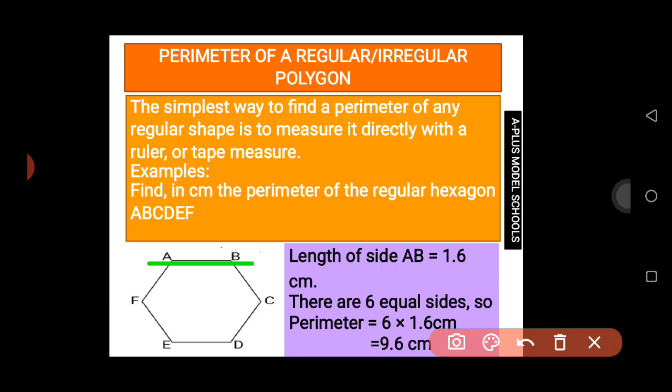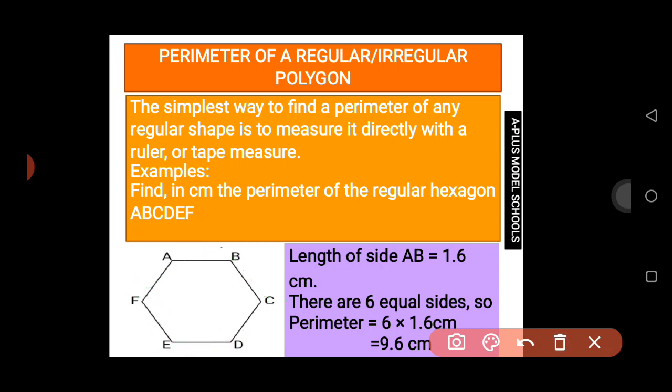The simplest way to find the perimeter of any regular shape is to measure it directly with a ruler or a tape measure. So the first thing you have to do here is just take your ruler, measure line AB, measure line BC, measure line CD. Once you notice that the lines are equal, then they are regular polygons. So you just have to measure all the sides. When you measure all the sides, you notice that they have the same value, which is the length of side AB is 1.6 centimeter.